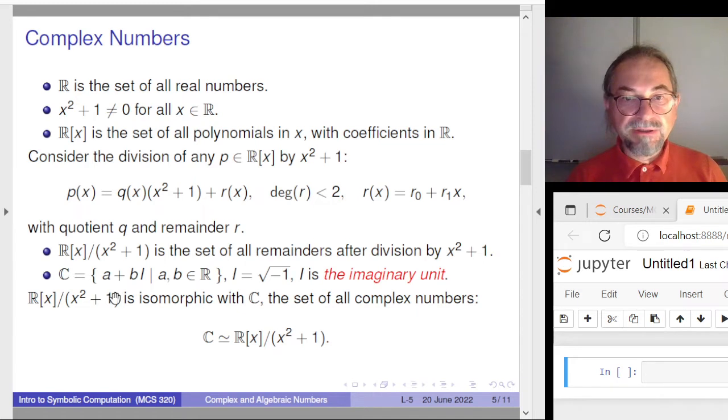Why can we write all the complex numbers as a plus b times the imaginary unit? Well, I to the power 2 simplifies to -1. In a very simple way, also the x squared can be rewritten as -1. So there is a correspondence between the x, when we write the set of all remainders, and the set of all complex numbers. We will experiment with this.